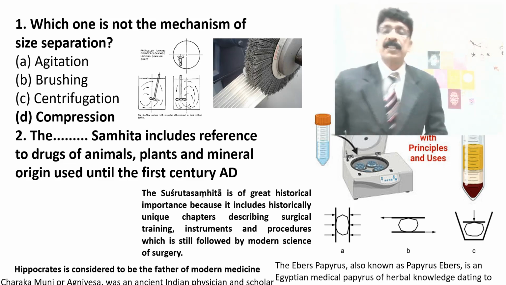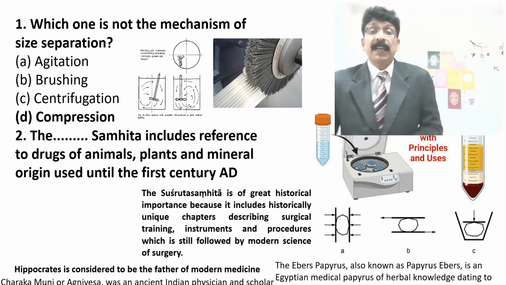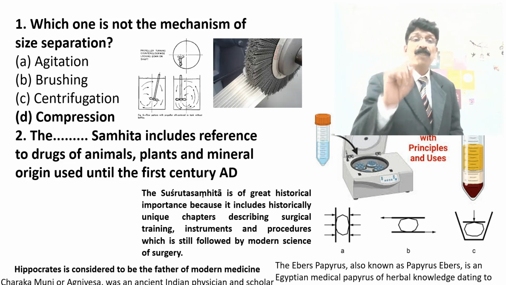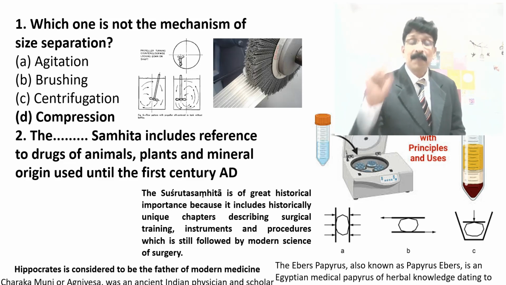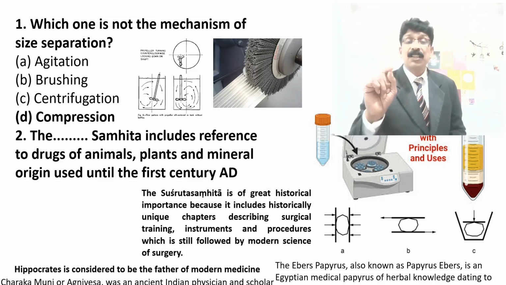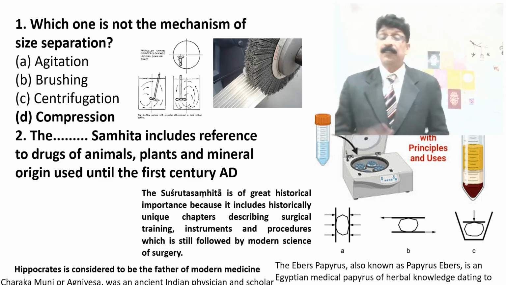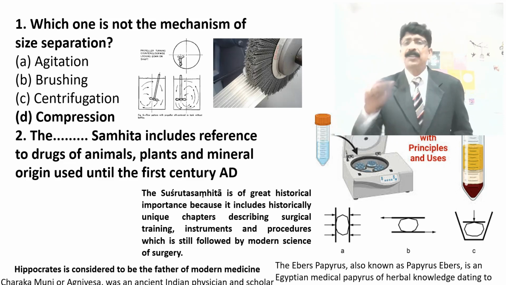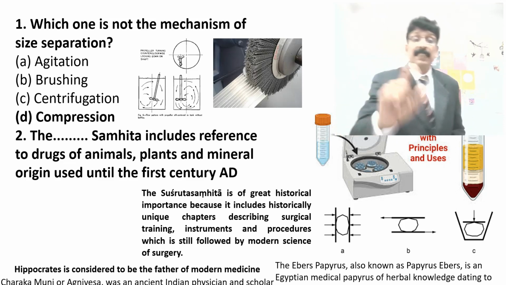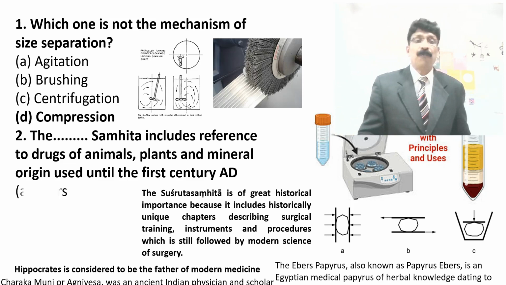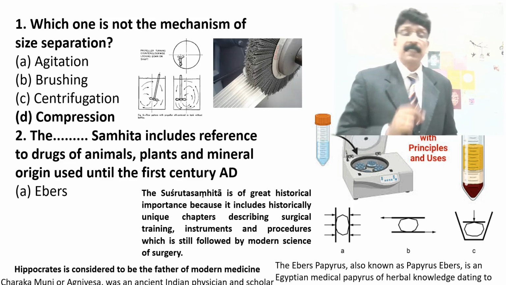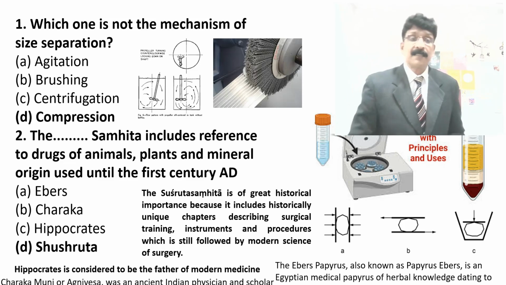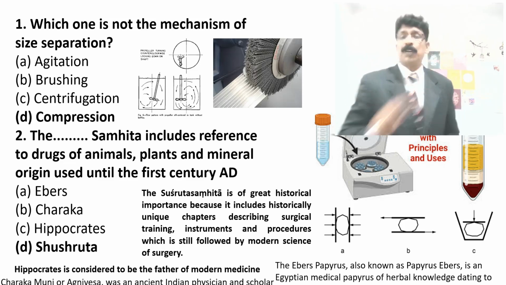Next question: the dash Samhita includes reference of drugs of animal, plant and mineral origin used until the first century after the death of Christ. This is a chronology, the history which we have to remember. So Samhita means, I have shown, even they have given a choice of Ebers, Charaka, Hippocrates and Sushruta. Sushruta is the answer.